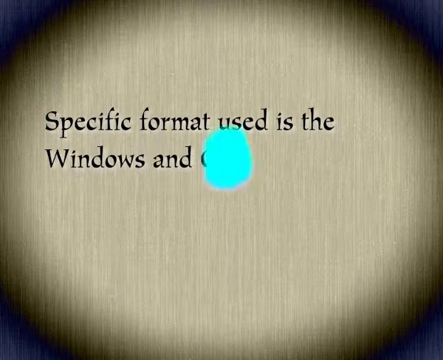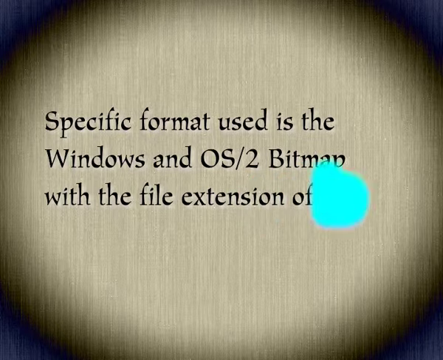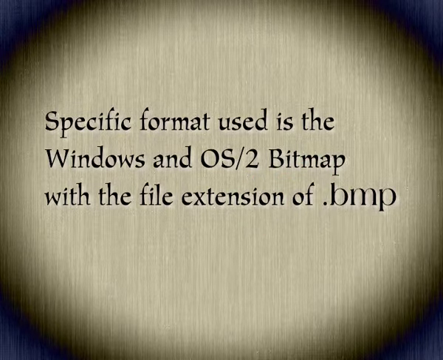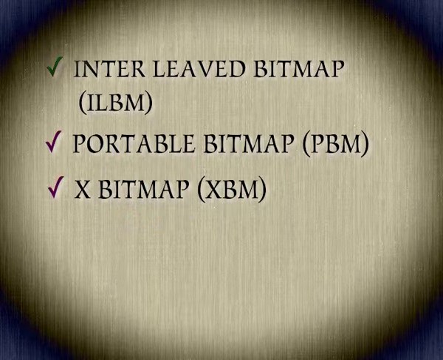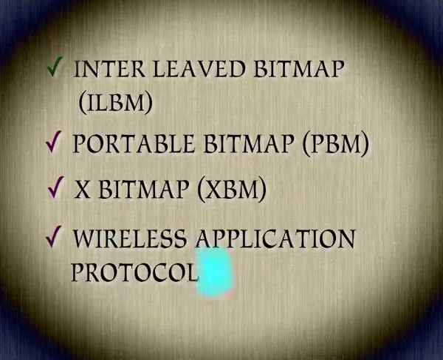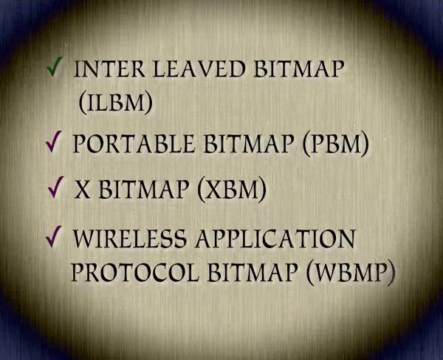Many graphical user interfaces use bitmaps in the built-in graphic subsystems. For example, the Microsoft Windows and OS/2 platforms' GDI subsystem, where the specific format used is the Windows and OS/2 bitmap file format, usually named with the file extension of .bmp. Besides BMP, other file formats that store literal bitmaps include interleaved bitmap, ILBM, portable bitmap or PBM, XBitmap, XBM, and wireless application protocol bitmap, WBMP.